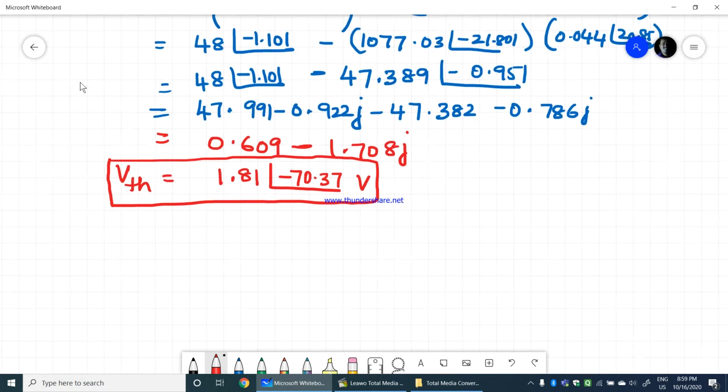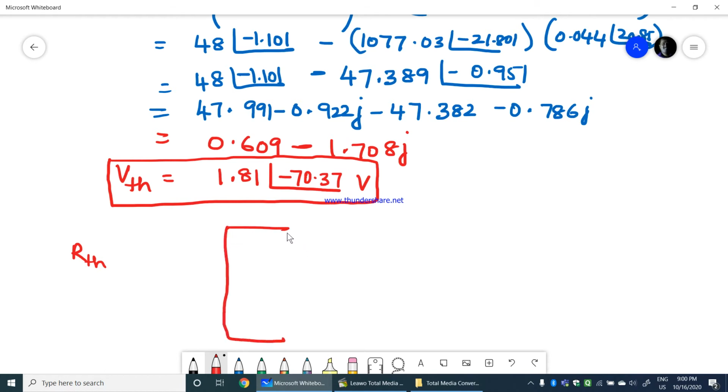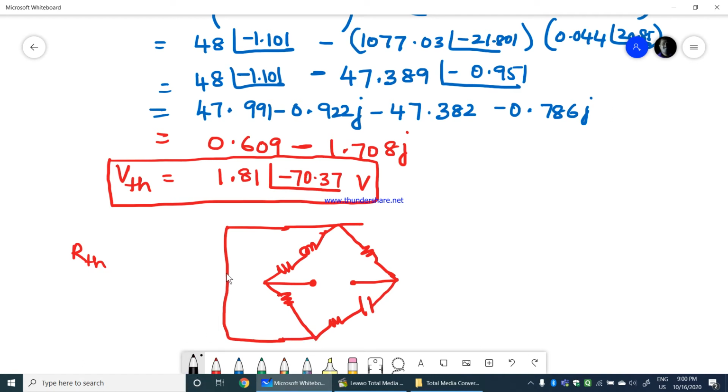Coming to R Thevenin. R Thevenin will short all the voltage source. So I'll just write the diagram here. So this voltage source is short, and then we do have resistance, inductance, then resistance. This is the load terminal, and we do have a resistance here and a resistance and capacitance. So this is the short terminal which we have. Only one voltage source we had in this problem.